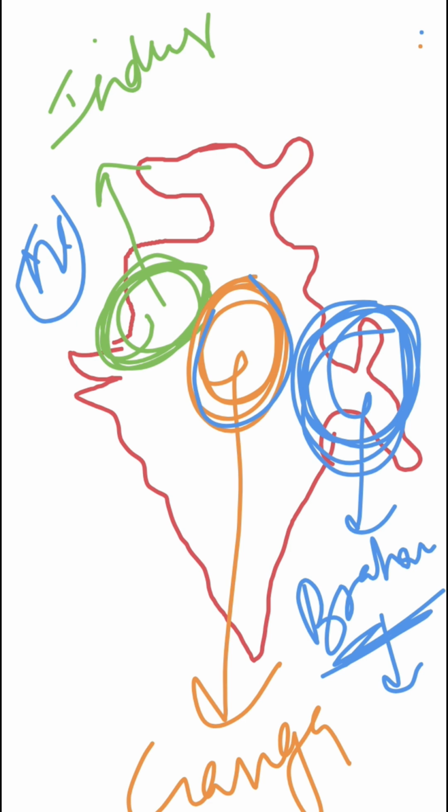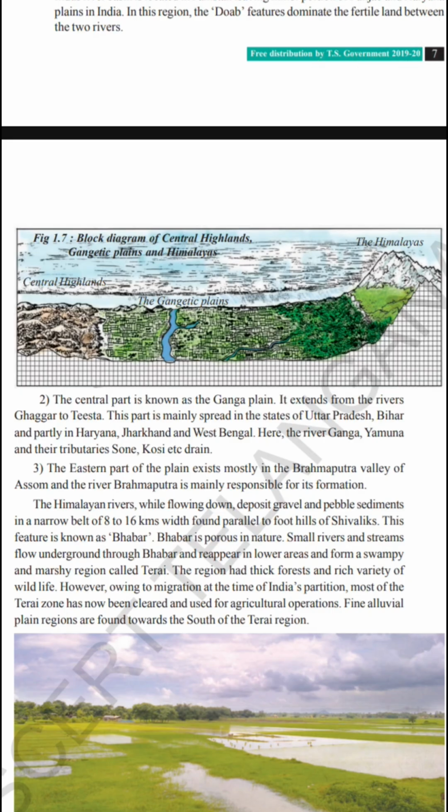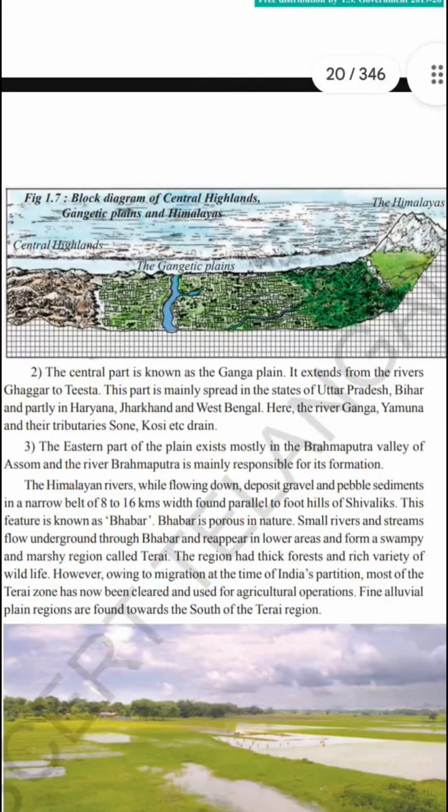Now moving to the main part. As you can observe here, now about the central part formation. If you focus here, the central part is known as the Ganga plains. It extends from the rivers Ghaggar to Teesta, which are tributaries of Ganga.